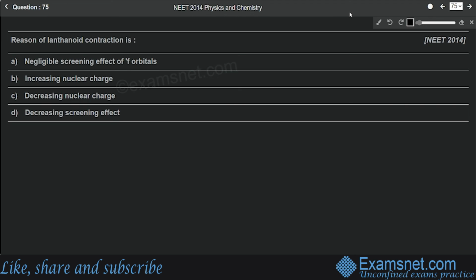Question number 75 is from the chapter d and f block elements, and the question is: the reason for lanthanoid contraction is? Option A, negligible screening effect of f orbitals; option B, increasing nuclear charge; option C, decreasing nuclear charge; and option D, decreasing screening effect. So again, this is a factual question. We all know that the reason for lanthanoid contraction is the negligible screening effect of f orbitals. That means option A will be the correct answer.